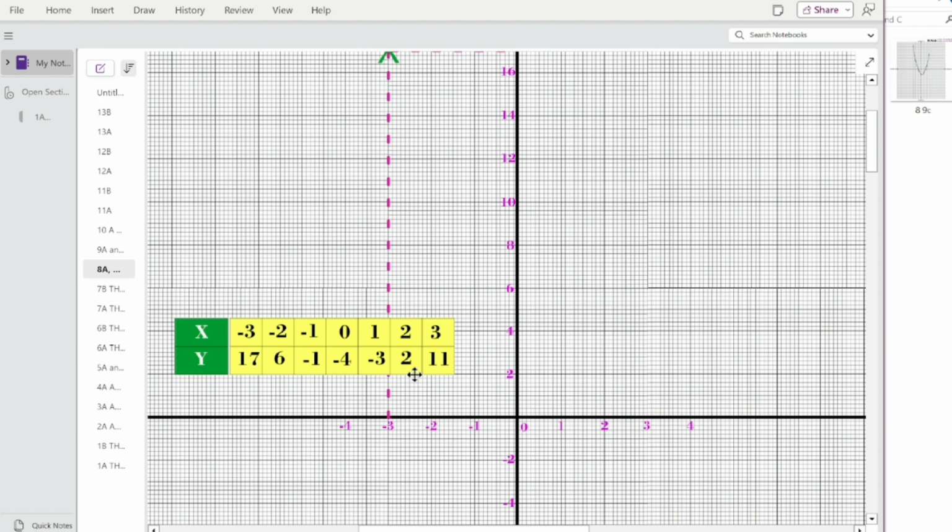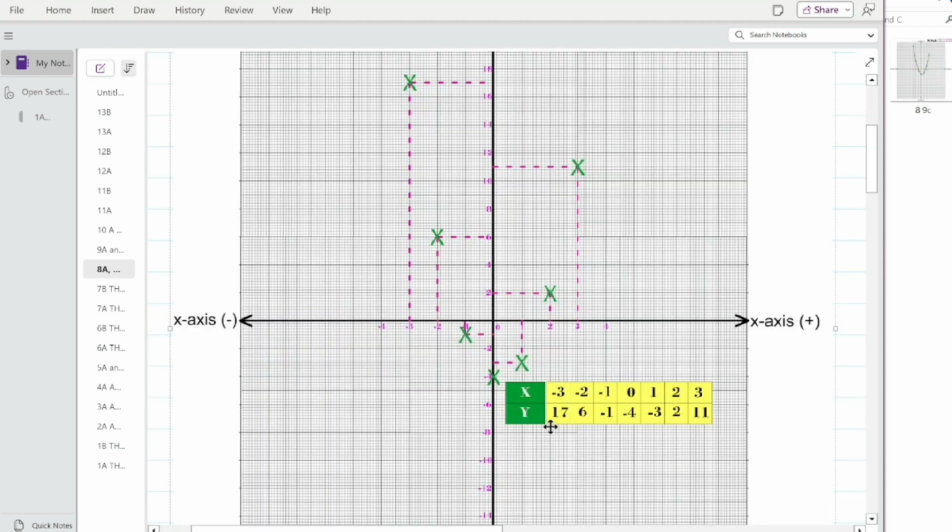The next point says when x is 2, y is 2. We take x at 2, y is plus 2, so we'll go up here and our point is here. And the last point says when x is 3, y is 11. So you go up, you cross 10, this is 10, and this is 11. 11 is in between 10 and 12. So this is where we'll make our mark.